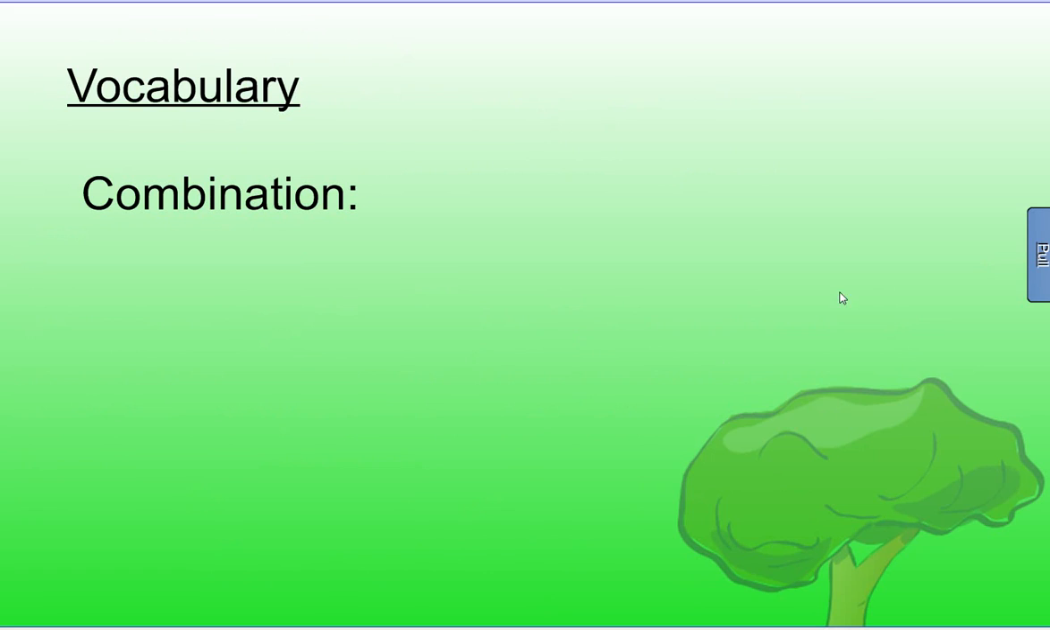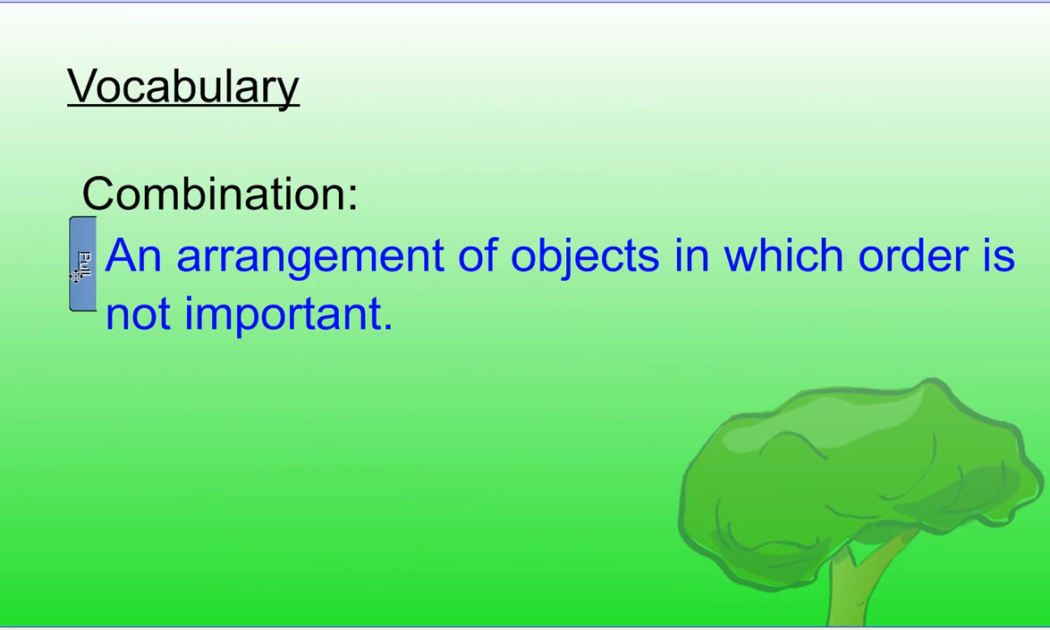Now we've got one vocab word here. It is a combination, and a combination is an arrangement of objects in which the order is not important. So again, you're not picking first, second, third place. You're just picking 3 objects from a bag or 3 students from a classroom to run an errand. You're not picking students to get prizes or anything like that.